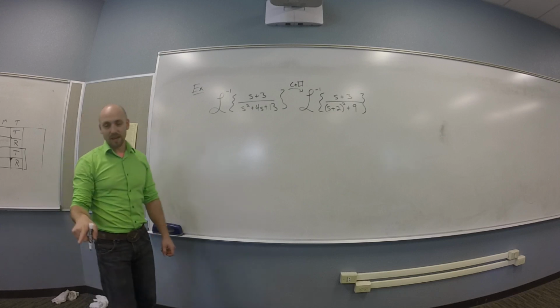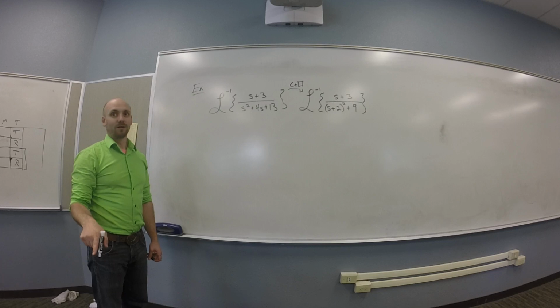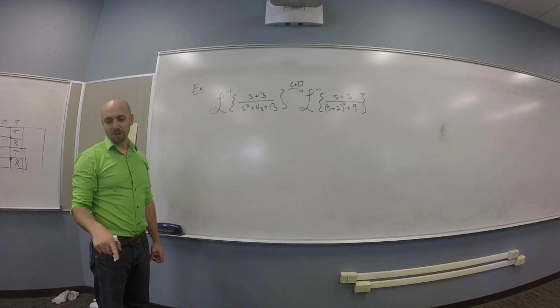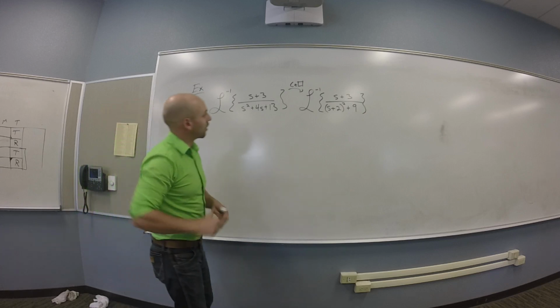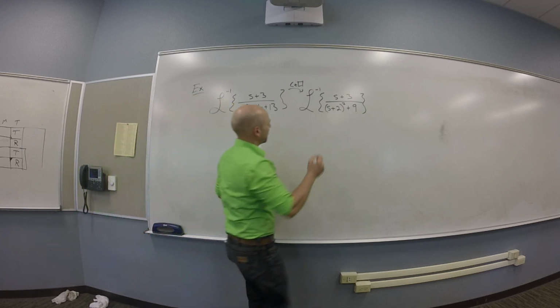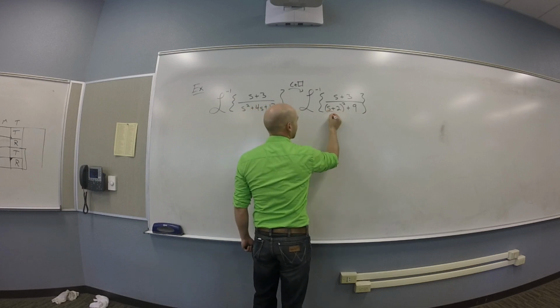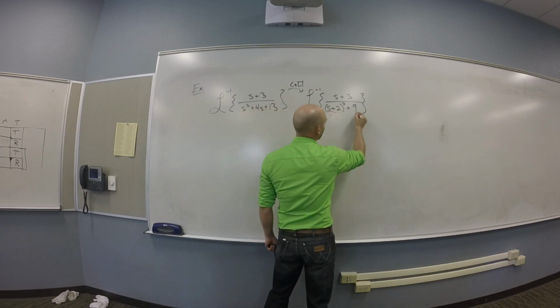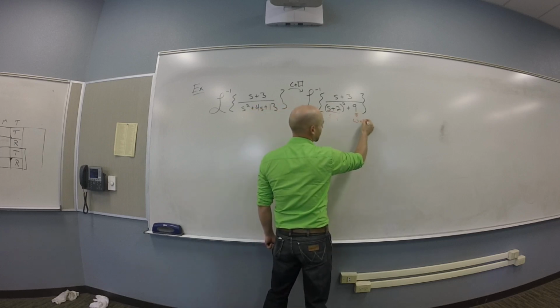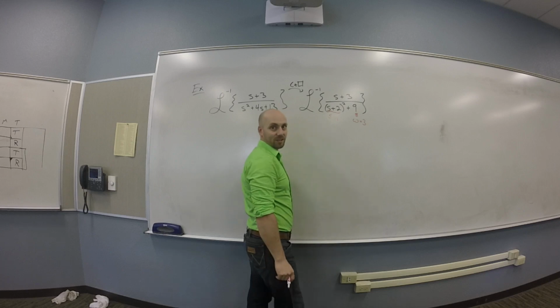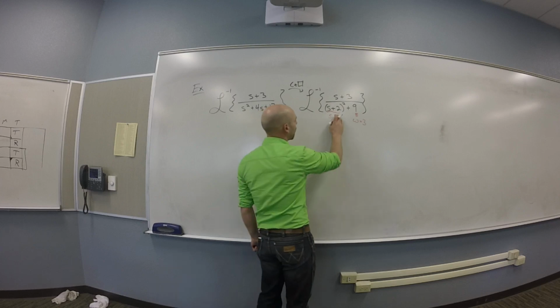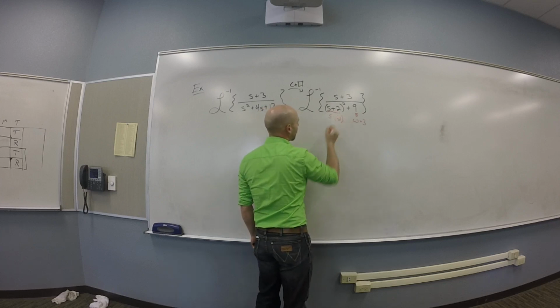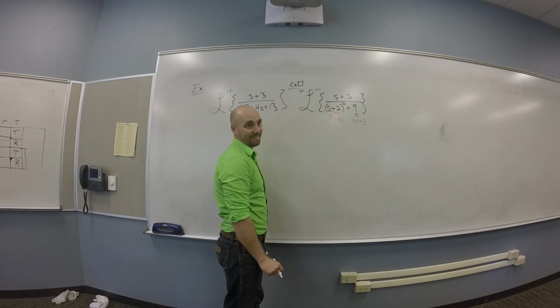And then if you look in the table, you're looking for s minus lambda on the top or an omega on the top. So s plus 2 looks like your s minus lambda, right? And this guy kind of looks like your omega's 3, since 9 is 3 squared. So I'm really kind of thinking lambda's negative 2, right?